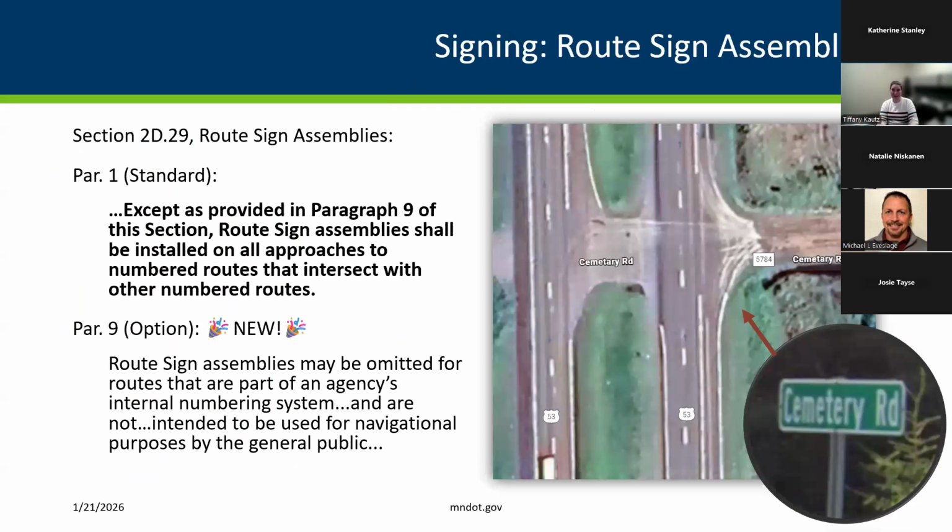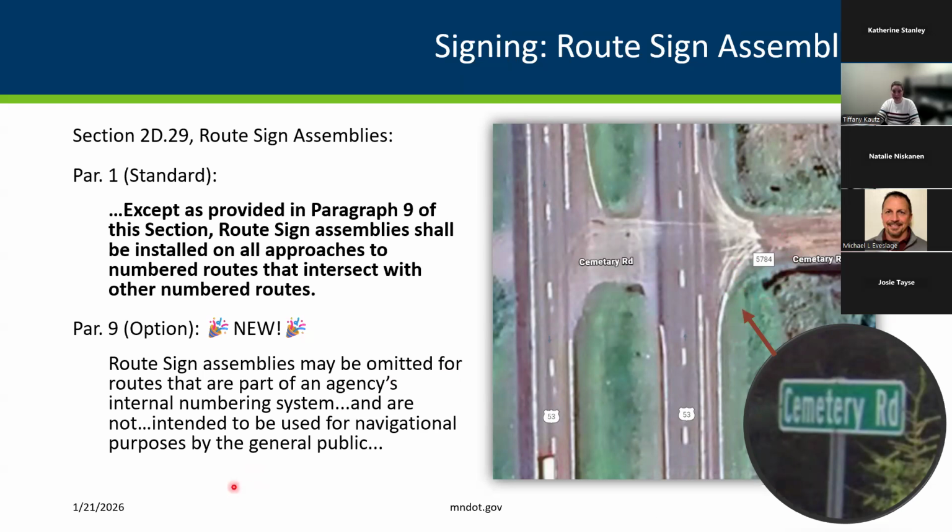Next, let's talk about route assemblies. This was actually something that we're excited to see in the manual. So there's been in the manual the standard that says route sign assembly shall be installed on all approaches to numbered routes that intersect with other numbered routes. So in this case, we would have Highway 53, and then it intersects with a road that's named 5784, also named Cemetery Road. And in the past, this would have required a lot of route signs to be in place because it is a numbered route.